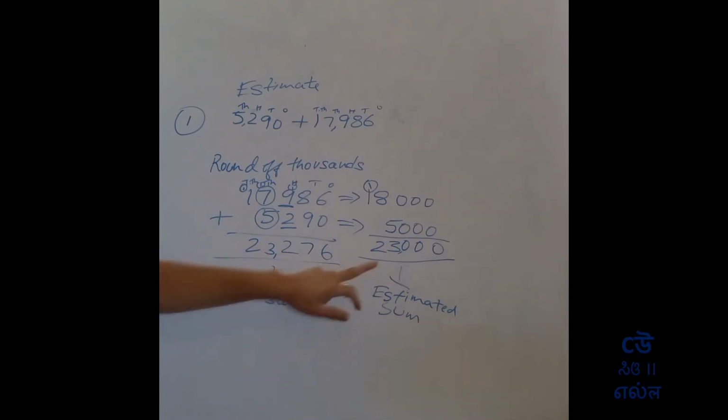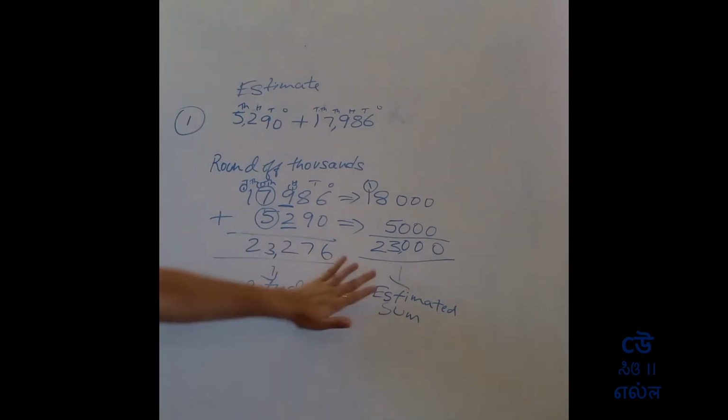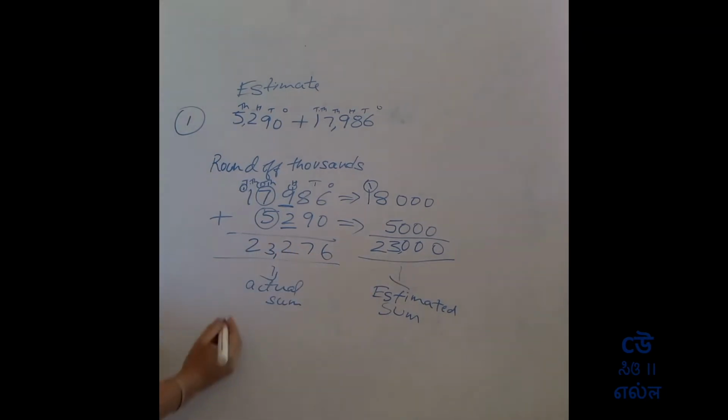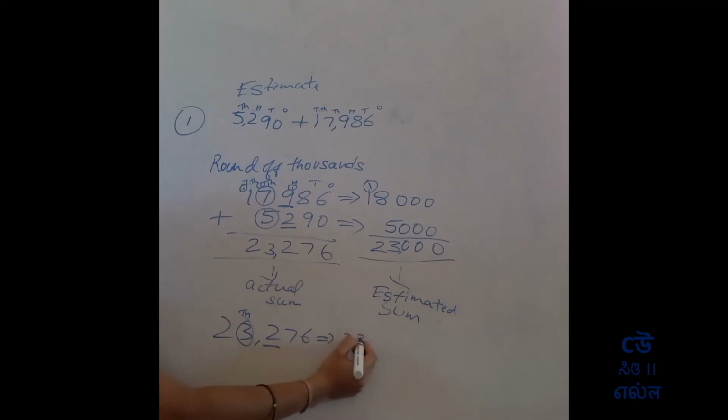23,276. We got 23,000. So we are rounding off this 23,276 to this number. See, if you round off the 23,276 to the nearest thousands, you will get 23,000 itself. Okay. Understood, children? It is the same.